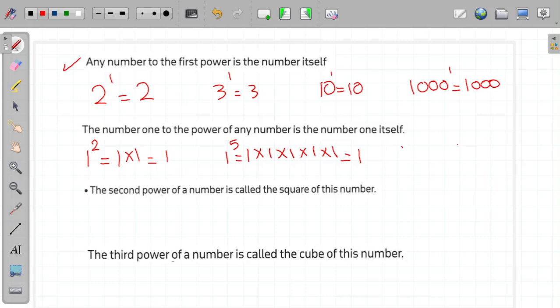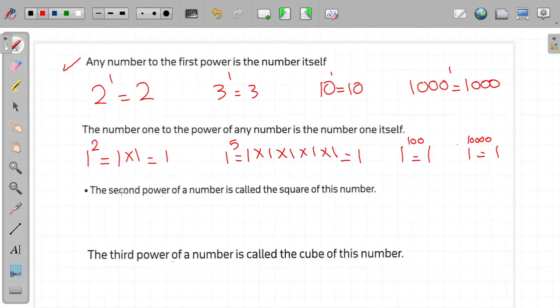If I have 1 to the power of 100 equals what? Equals 1. If I have 1 to the power of 10,000 equals what? Equals 1. So 1 to the power of any number is the number 1 itself.